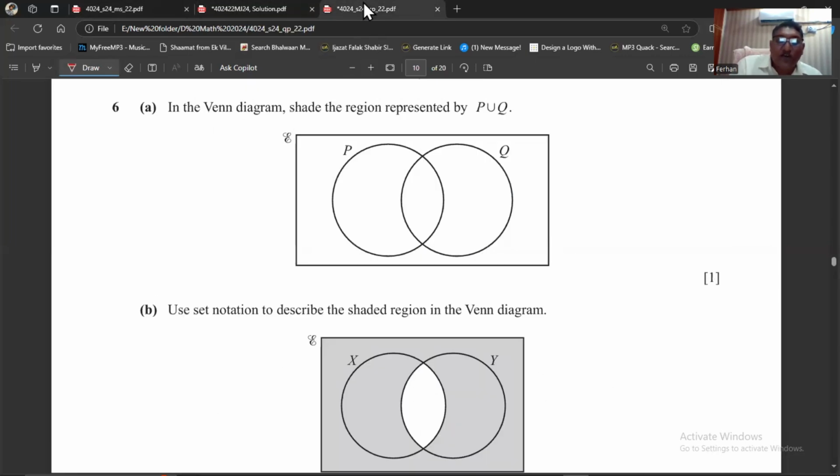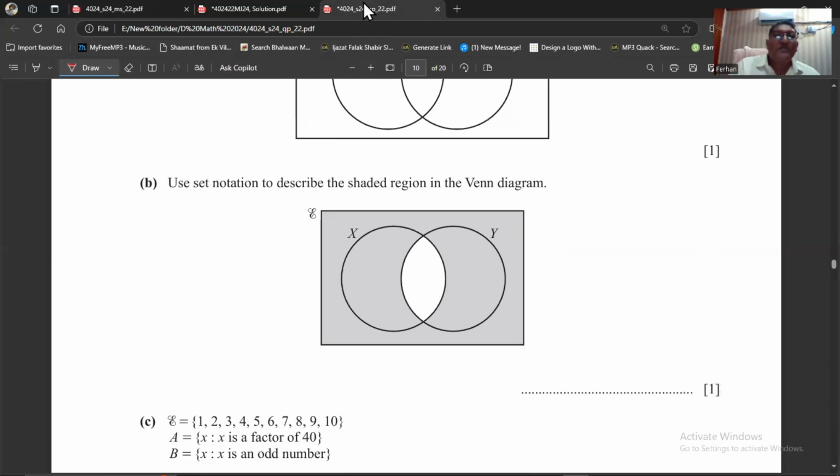Okay. So next, question number 6 is B part, a 1 mark question. He says, use the set notation to describe the shaded region in the Venn diagram. So here you can see only this portion is not shaded. The rest of the Venn diagram has been shaded. This portion, which is not shaded, is the overlapping portion between X and Y. So this is X intersection Y.